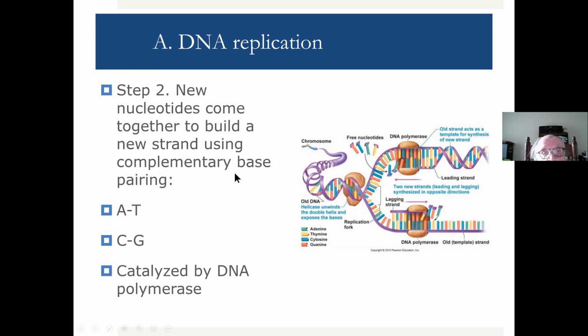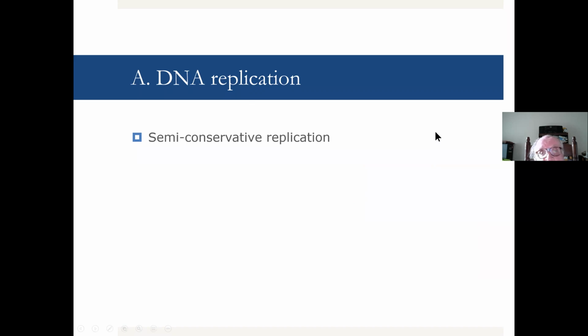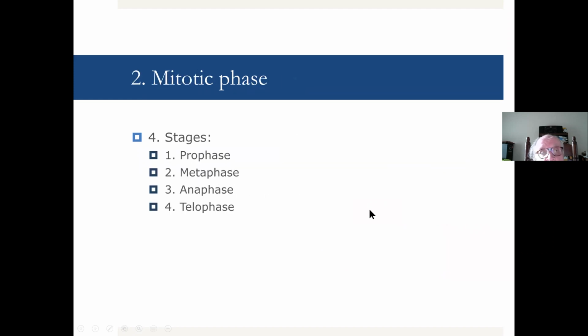Step 2, 2 nucleotides come together, adenine binds with thymine, cytosine binds with guanine, catalyzed by DNA polymerase. These 2 strands are formed, one with the original strand, one with the new strand. They're exact copies, semi-conservative replication, okay? That means we will use 1 original strand and 1 new strand. Now we have 2 copies of all the DNA and are ready for cell division, the mitotic phase, okay?